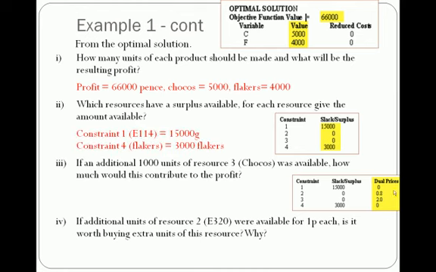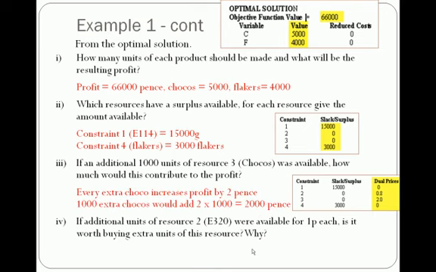Our dual price tells us what it's worth for extra of a resource. If we have no slack or surplus left over, we might want to buy more. So it's worth paying up to 0.8 pence for extra of E320, which is constraint 2, or up to 2 pence for each extra choco that we can produce. So if we had 1,000 extra chocos produced, we could add 2,000 pence or £20 to our profit.